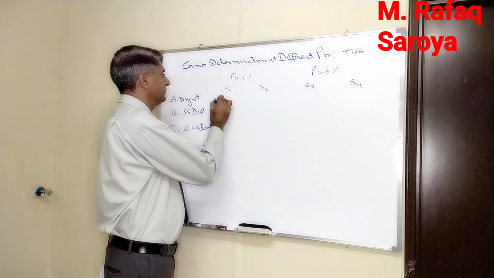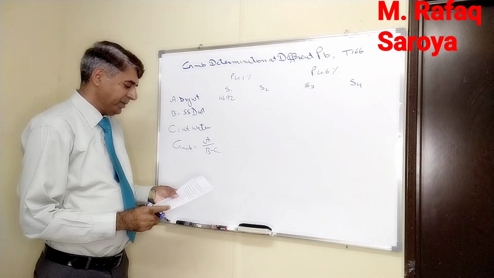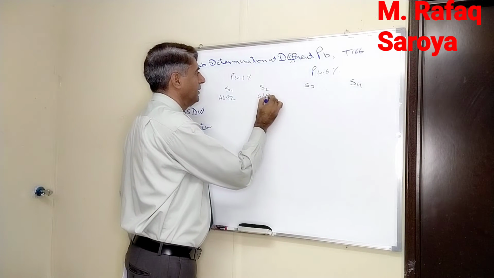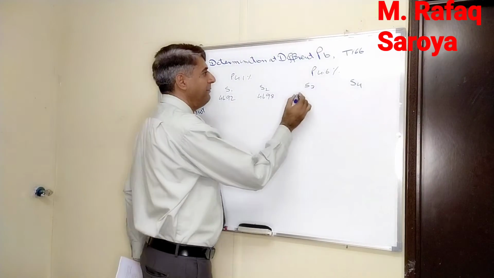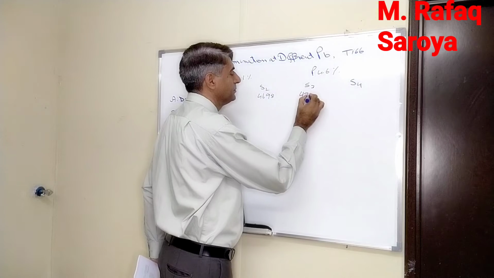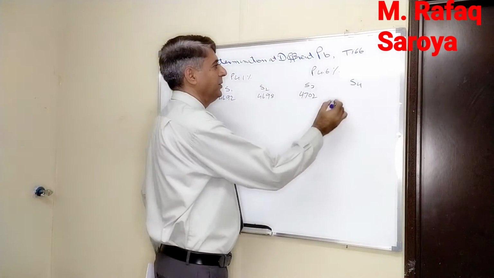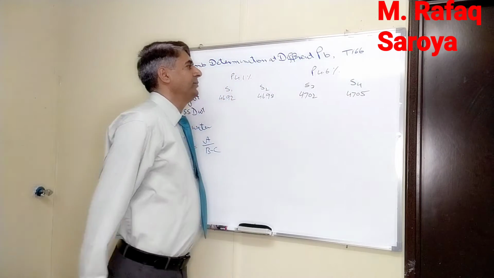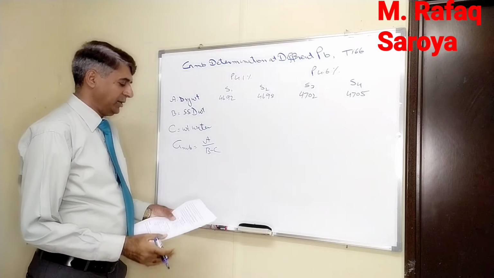4692, this is the weight of sample number 1. 4698, weight of sample number 2. 4702, 4705. These are the weights of the 4 samples when they are dry.